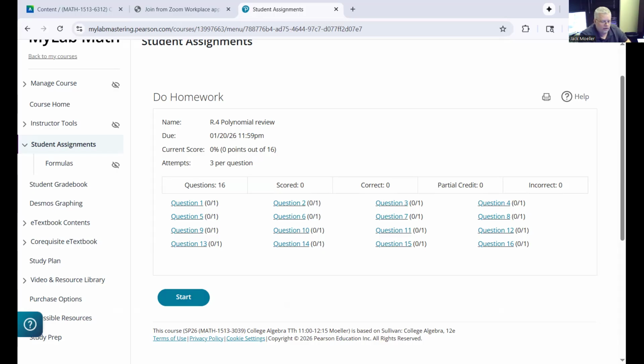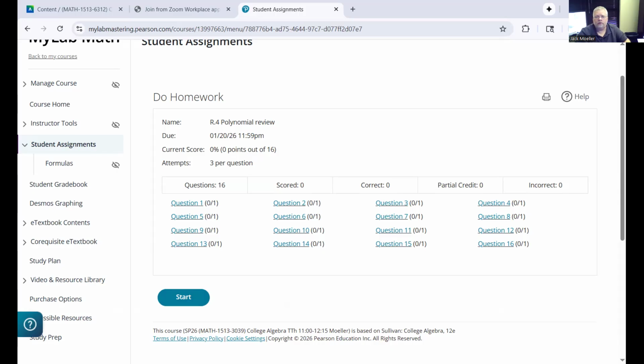And then minus 30x cubed. A large part of, particularly the first three or four assignments, if you've never used MyMathLab before, you're going to have to get used to entering the answers. Okay, so now I hit check answer. I got it right, it gives me an excellent.